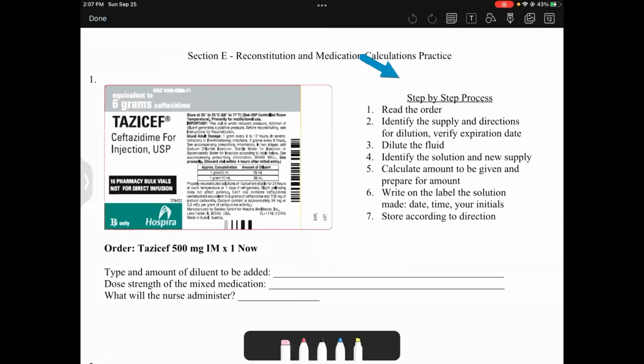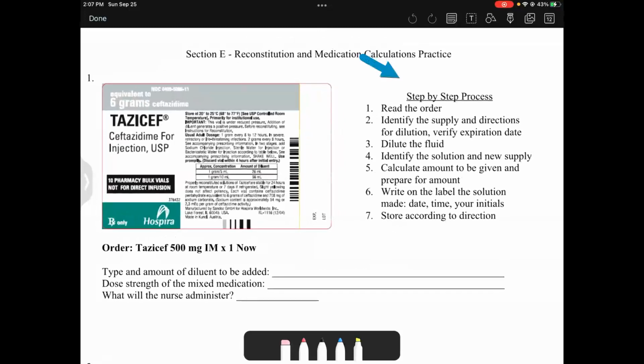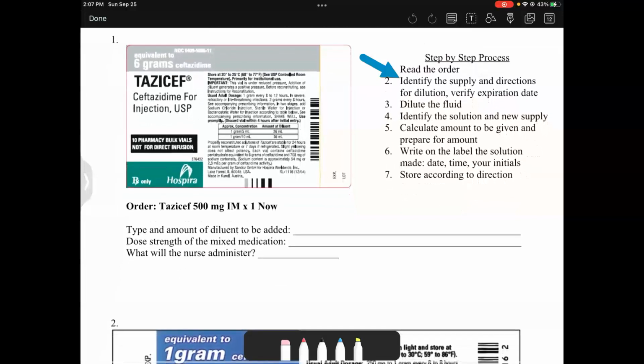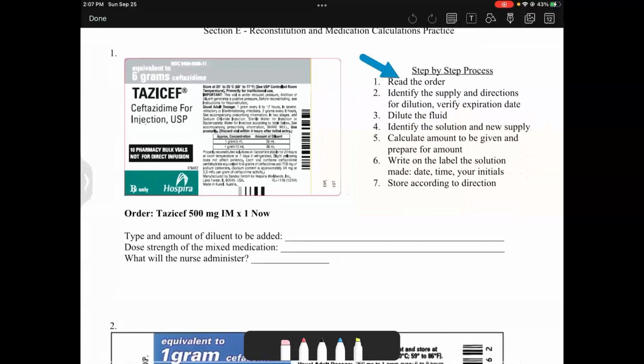So over here are the steps that you have to follow in order to make sure that you have the right amount of drug that you're going to be administering. So first we're going to read the order, followed by identify the supply and directions for dilution, verifying the expiration date, and then we dilute the fluid, we identify the solution and new supply, we calculate the amount to be given and prepare for amount, and then write on the label the solution, which may include the date, time, and your initials. And then if not administering right away, we need to make sure that we store it according to the direction.